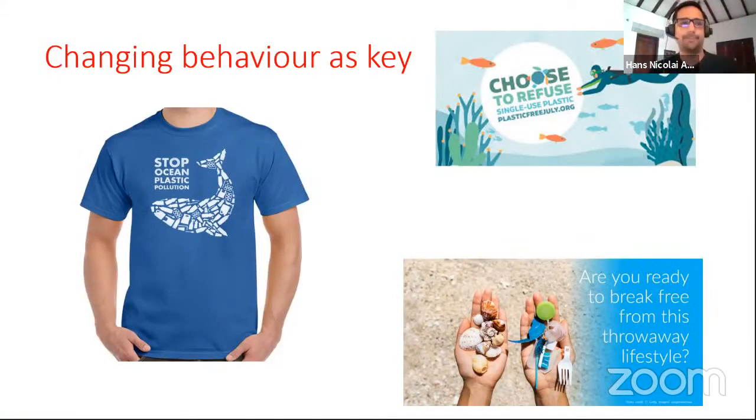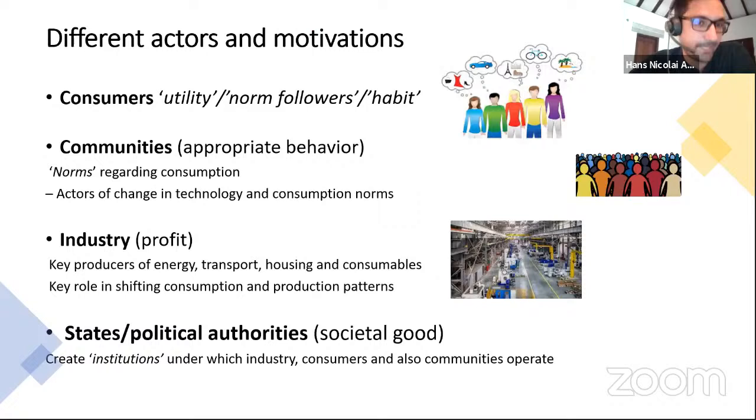And this is just a brief conceptual background. So when we talk about changing behavior as key, we can all see that there are different campaigns, for instance, "stop ocean plastic pollution," "choose to refuse single-use plastic," "are you ready to break free from this throwaway lifestyle?" So there are different campaigns and awareness raising is key. But again, this is not as simple as us reaching a certain constituency. There are different motivations of different actors.